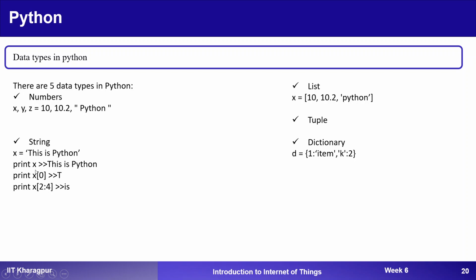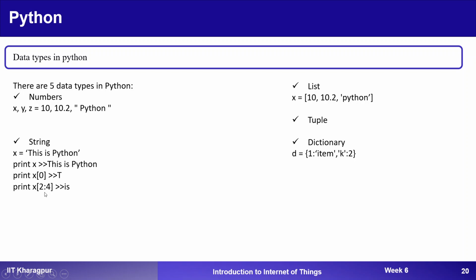So if you want to print a particular character, then you can use the concepts of array. For example, here it is written print x[0]. It means the character which is present at the 0th location, then t will be printed. Similarly, if we need to print x[2:4], then it will be printed as "is".